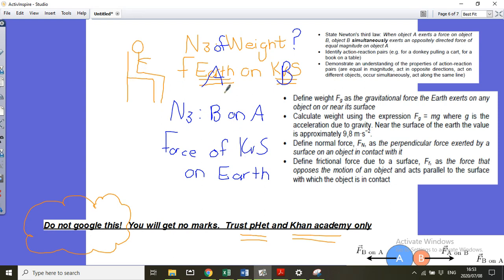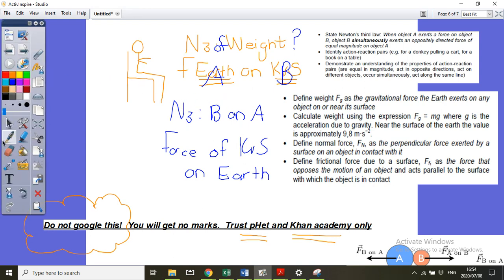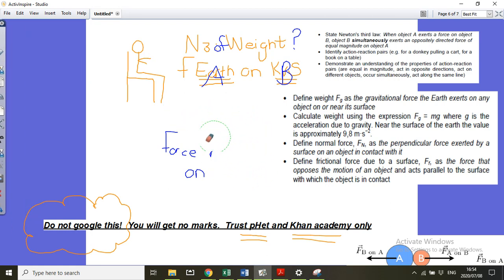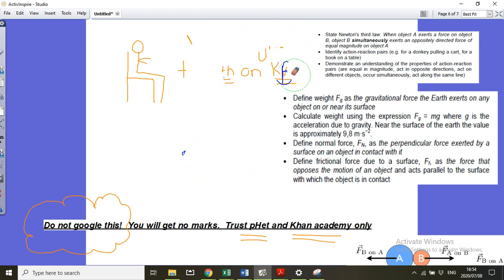The chair has got nothing to do with the fact that I have a weight. If I move off the chair, I still have a weight. If I move anywhere in Joburg, I still have a weight. It's got nothing to do with the chair. So many of you want to put the chair in this scenario. We don't want a third object involved here. So that's the first one that they always ask.